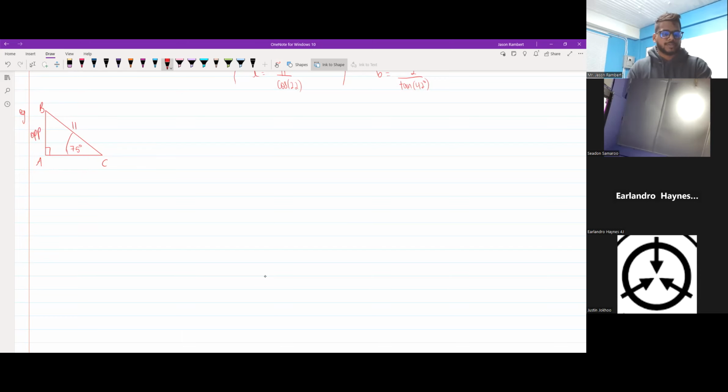What's going to be my adjacent? AC. What's going to be my hypotenuse? BC. So if I were to label the triangle, you're going to be little b, correct? You're going to be little c and you're going to be little a. The side opposite a is little a, the side opposite b is little b, and the side opposite c is little c. Cool? Yes, sir.